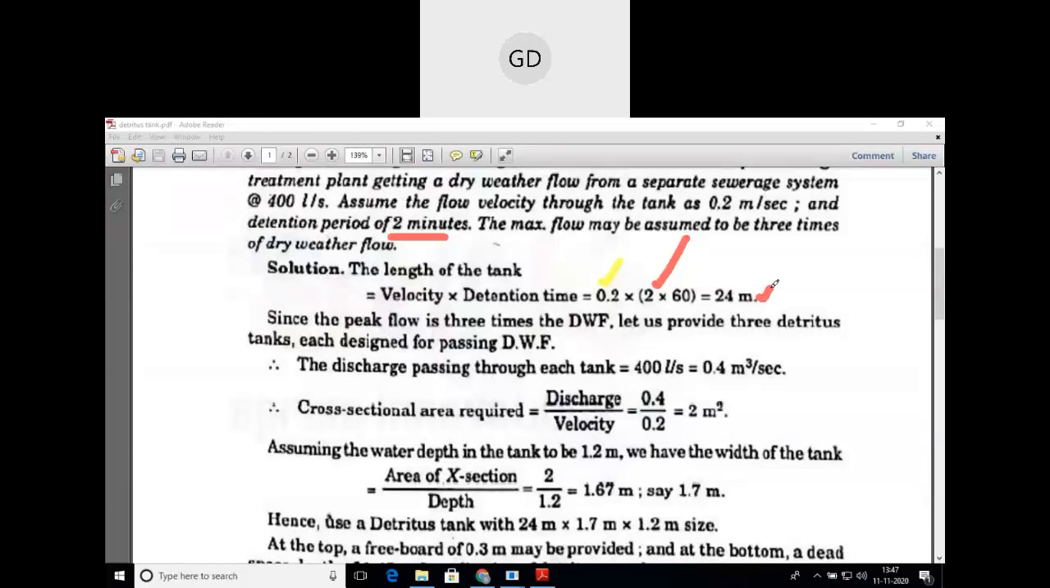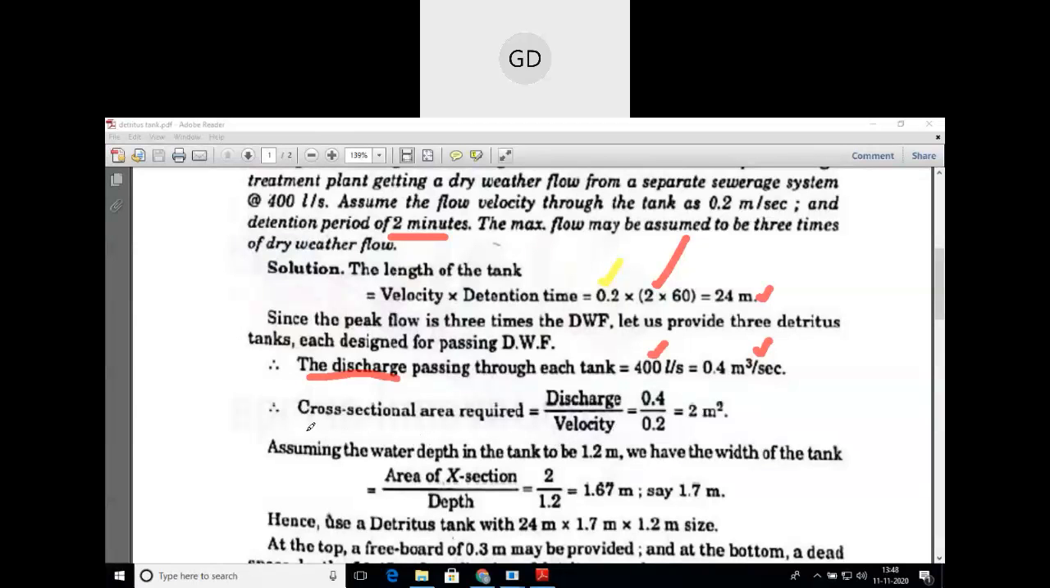After finding the length, it is written in the question that you have to assume the maximum flow to be 3 times the dry weather flow. So we will provide 3 detritus tanks, each designed for passing the dry weather flow. The discharge is given as 400 liter per second, and you need to convert it to meter cube per second. Then it will be 0.4 meter cube per second.